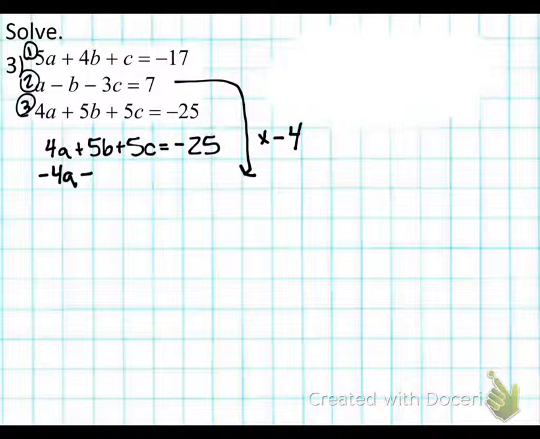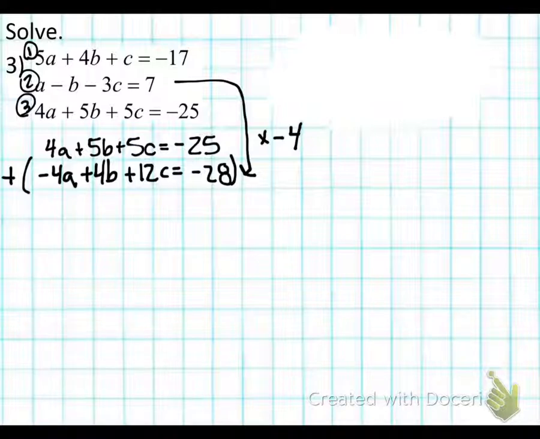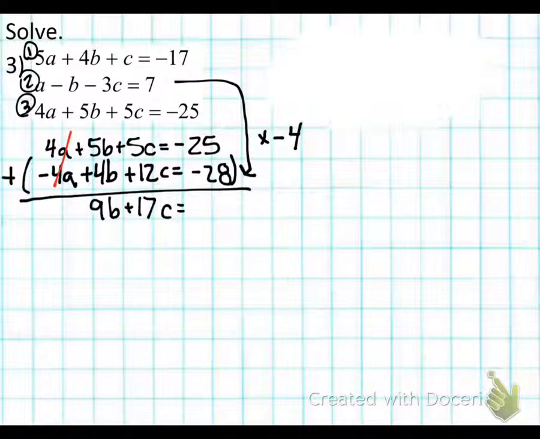When I multiply by negative 4, I get a times negative 4 is negative 4a. Negative b times negative 4 is plus 4b. Negative 3c times negative 4 is plus 12c, and that's going to equal negative 28. Then combining these together, I can add and I eliminate the a's. Then I get 9b plus 17c equals negative 53. So now I have one equation with just two variables in it.